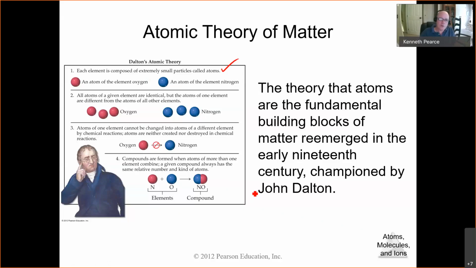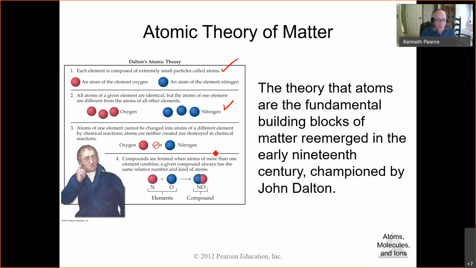Now, a way of looking at this is to say that my carbon atoms are identical to your carbon atoms. Even though we're very different people, a carbon atom's a carbon atom, an oxygen atom's an oxygen atom, and they're all the same, okay? Well, actually not quite the same. There's things called isotopes, but this is Dalton's theory.